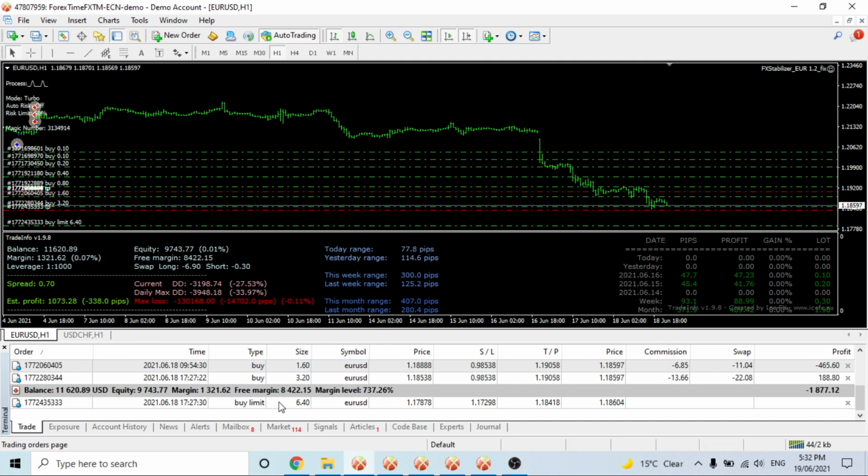If that's the case, this account might get blown. We do have quite a bit of free margin left on 1 to 500. It's 1 to 1,000 leverage. So there's heaps of margin left, but it's not a good position to be in, because the next level down is a buy limit at 6.40 lots. You can see that there, and then you can see the take profit of it, and then the other one will probably be moved down to that one as well. So that's the update on FX Stabilizer.